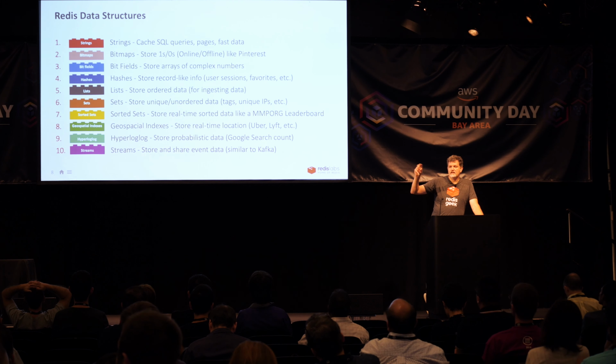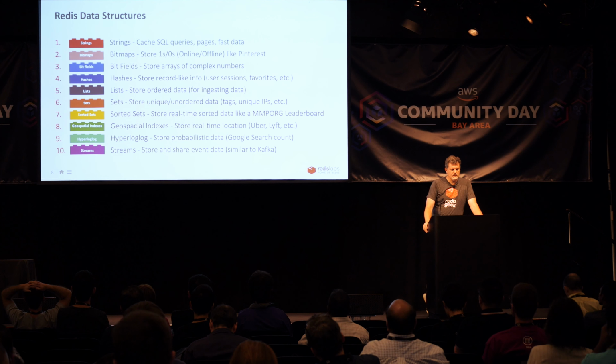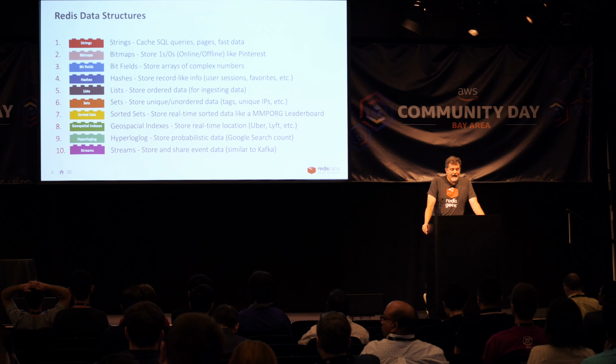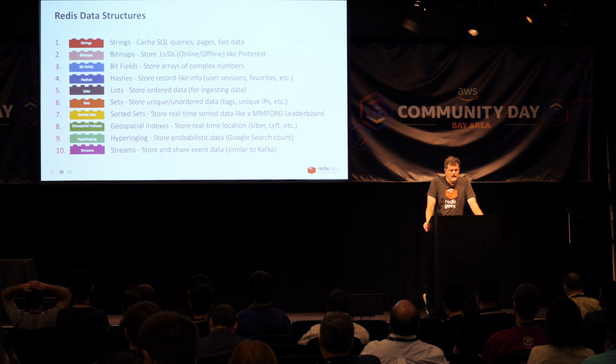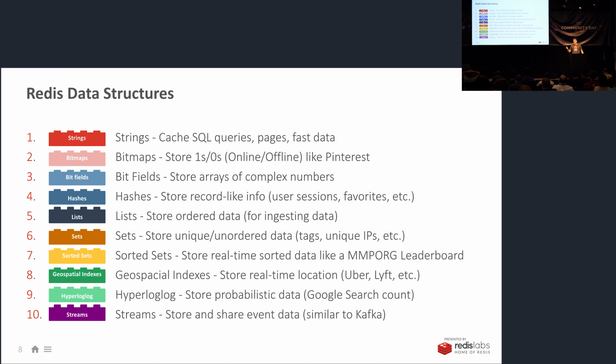Bitfields are kind of similar, but instead of ones and zeros, you can store larger numbers. That's great for ingesting analytics. Hashes are where you might store user session information or user profile information when somebody logs in. It's kind of like a row in a database table. Lists was Redis's first data structure. Basically, you have essentially a queue, and you can add or remove from either side. So you basically just ingest your data to one side and then pull it out in batches on the other side.